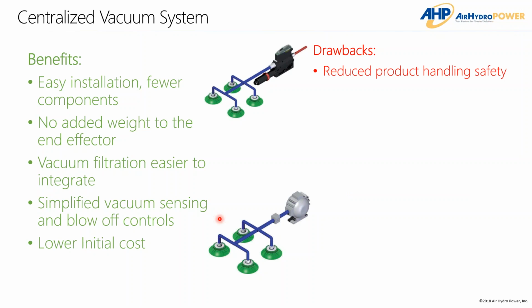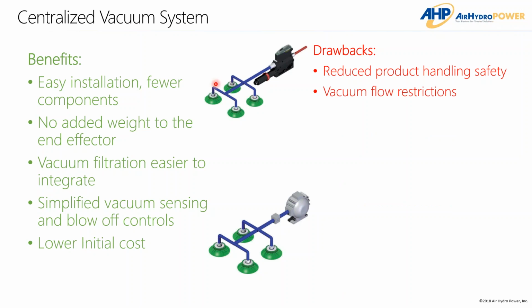Reduced product handling safety. So as you can imagine, if you're handling, let's just call it a big pane of glass, right? If you're using this type of system to handle a pane of glass, and all of a sudden you've got a leak in any one of these cups or anywhere in this vacuum line, then that's going to affect the whole entire system. And so that of course affects your safety and your ability to maintain handling of that product.